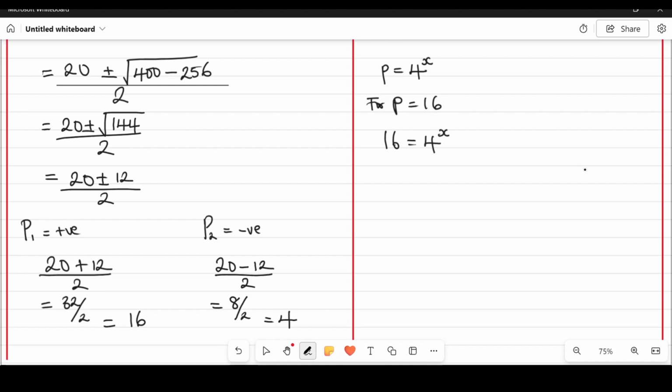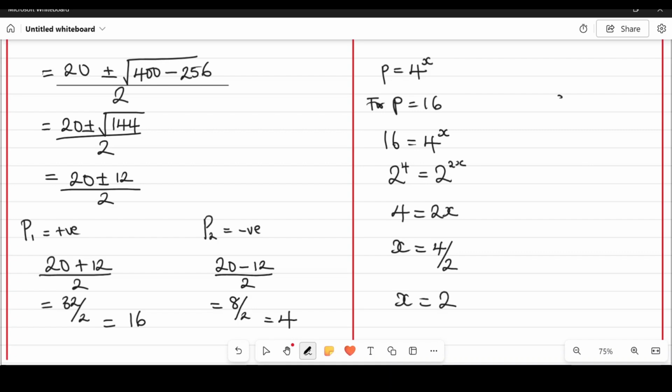So our aim is to express 16 as a power of its base. So I can have that 2 raised to the power of 4 will be equal to 2 raised to the power of 2x. Now, since we have been able to express these values in the same base, we equate their power. So we have 4 equal to 2x. So x will be giving us 4 divided by 2. x will be equal to 2.